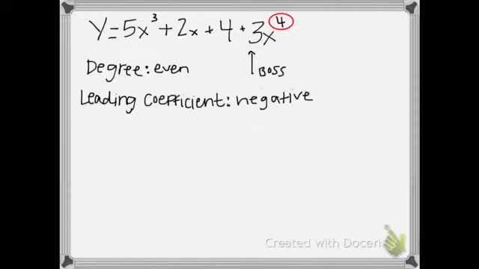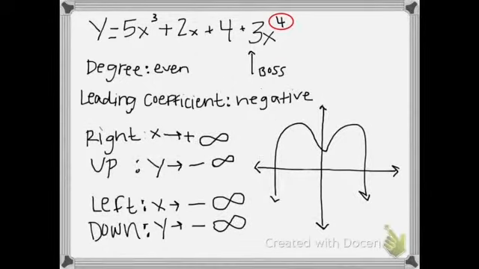For this equation, the exponent would be 4, so the degree would be even, and the leading term is negative 3, so the leading coefficient is negative. For the graph, the x would be going positive infinity to the right, and the y would be going negative infinity down. The x would be going negative infinity to the left, and the y would be going negative infinity down.